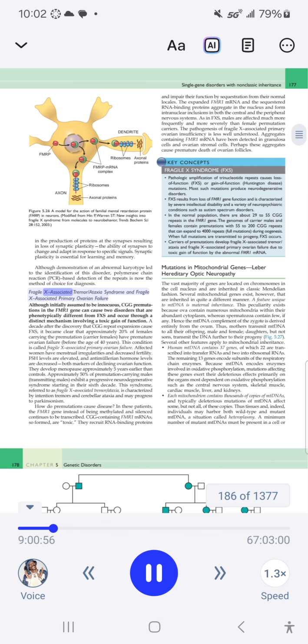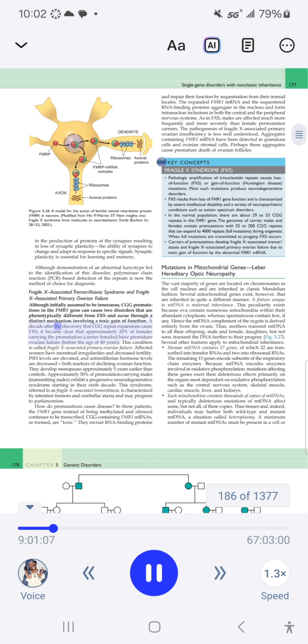Fragile X-associated tremor ataxia syndrome and Fragile X-associated primary ovarian failure. Although initially assumed to be innocuous, CGG premutations in the FMR1 gene can cause two disorders that are phenotypically different from FXS and occur through a distinct mechanism involving a toxic gain of function.